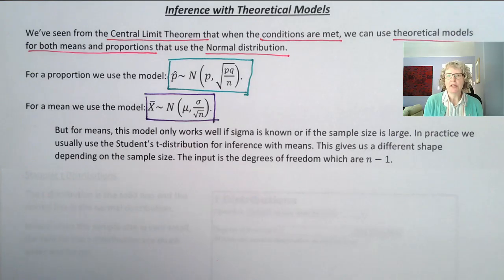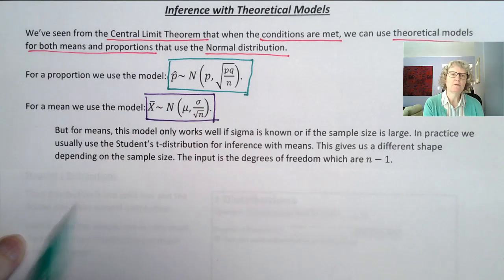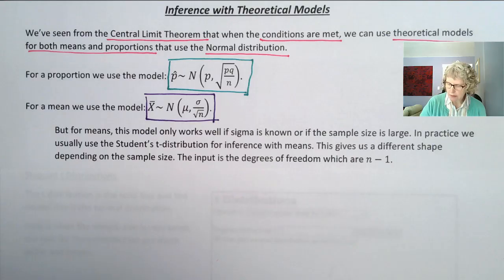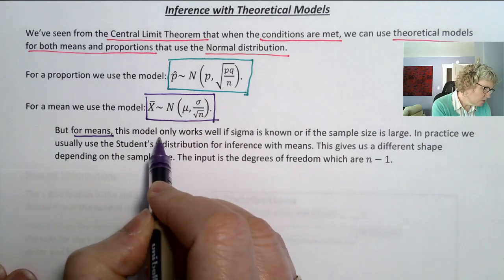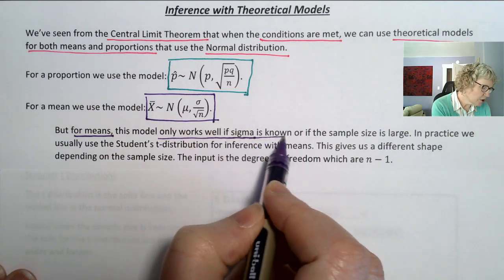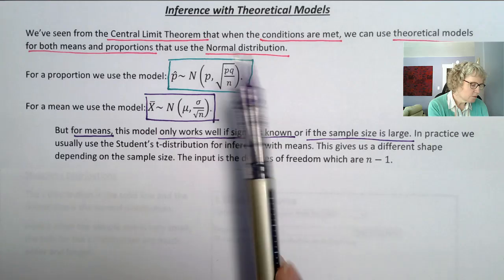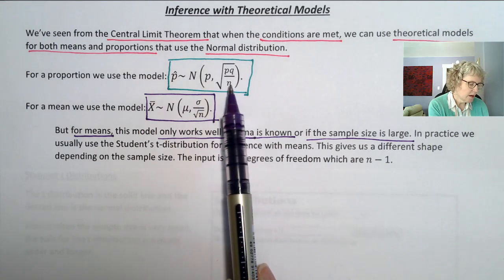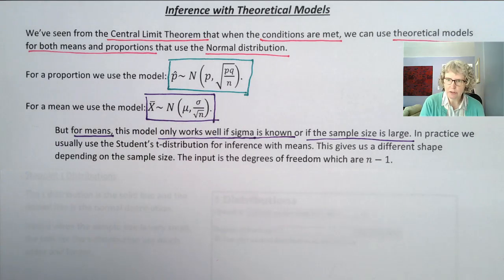Okay, but now remember we're taking away, we don't know the population, and so we're going to see how we can do inference with these models, okay? There is one caveat here. So this normal distribution for a mean is really only used in certain circumstances. So for means, this model only really works well if either sigma is known or if the sample size is large, okay? Here you can see there's one unknown, which is p, and we have our sample size n. But here we actually have two different unknowns, so that increases the amount of variation we have.